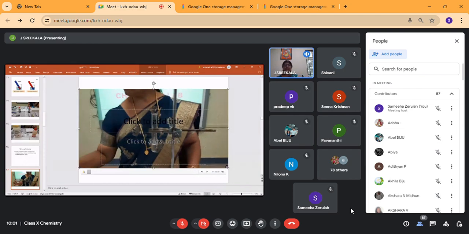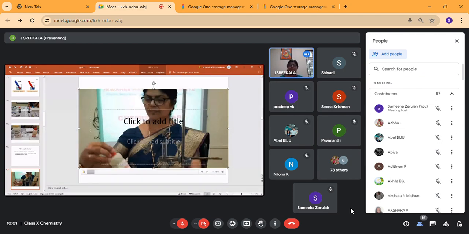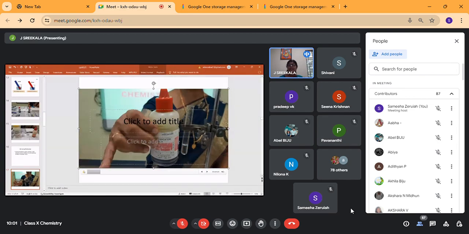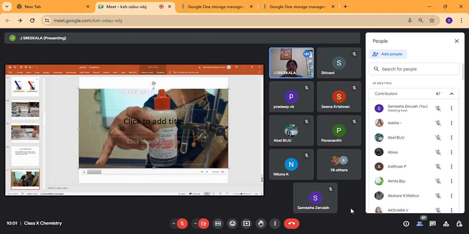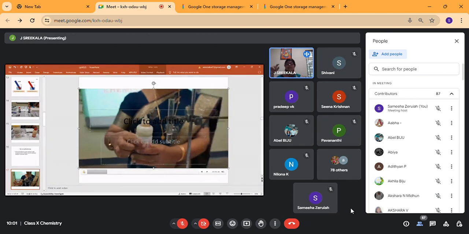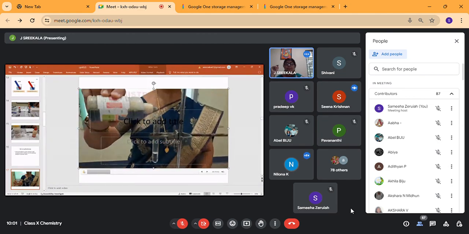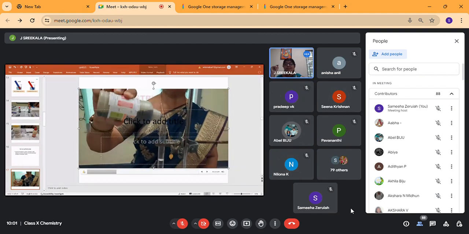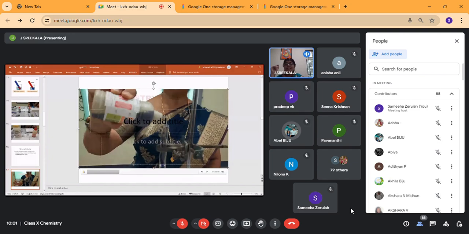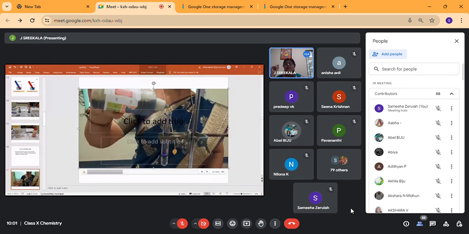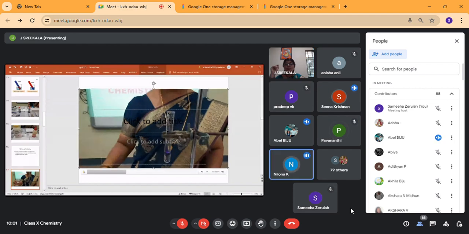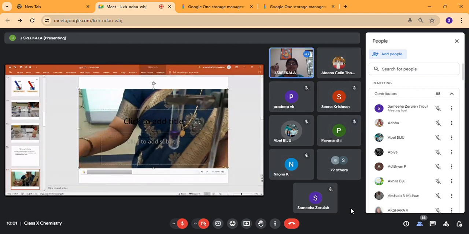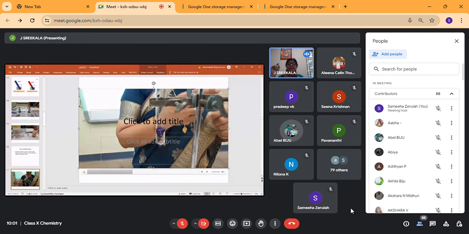Now see, it is a base, and I am having universal indicator in my hand. It's added now. Is it visible now? Yes, ma'am. Okay, that is green colored. It changed to blue. Okay. After, I will ask you all this together. You must tell me.